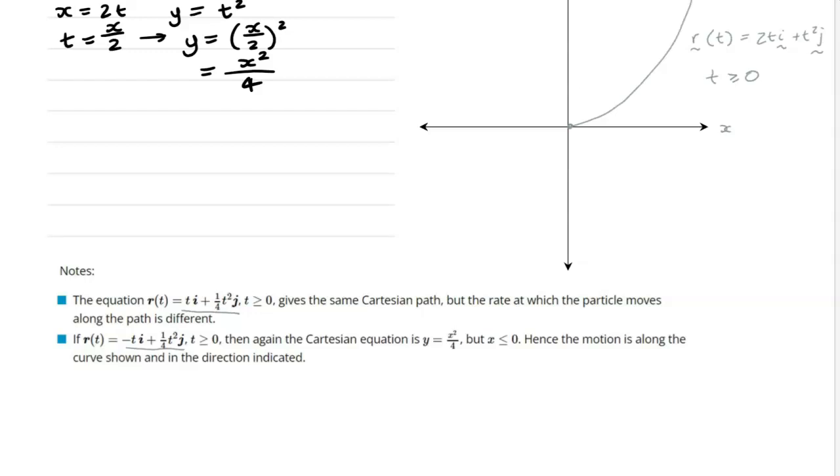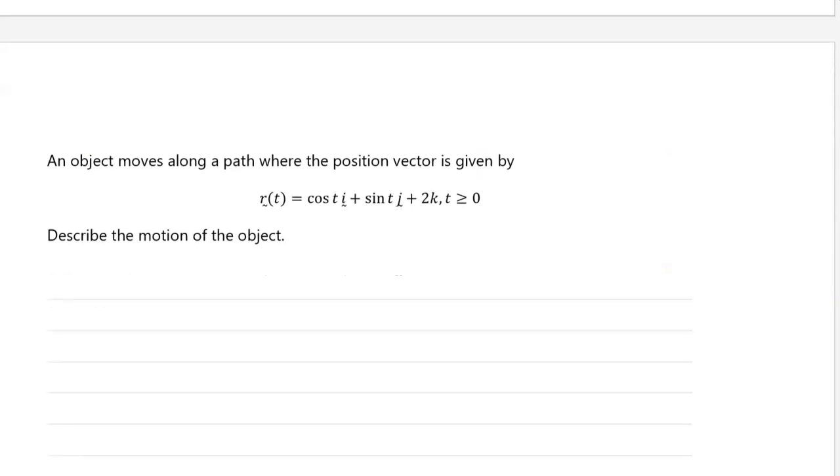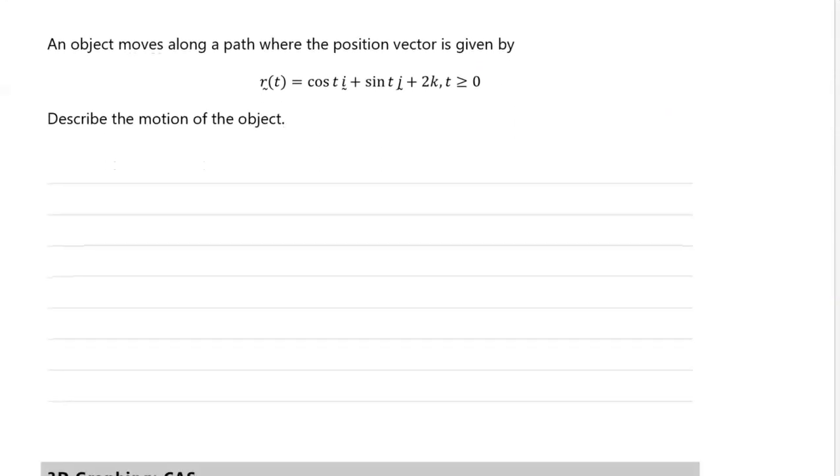So just take care, the Cartesian equation obscures some of the details, so you need to still refer to that position vector and any restrictions upon t to be able to know what this particle is doing. Cartesian's still useful because we are familiar with this and we're quite good at graphing it, but we need to put a little extra thought into it.